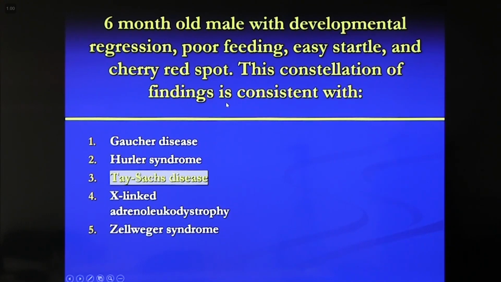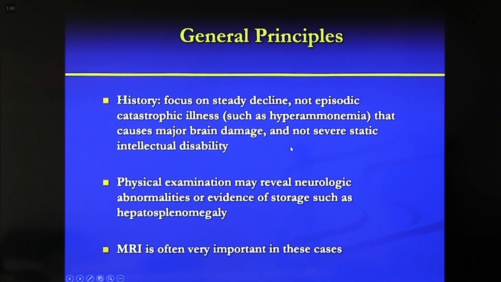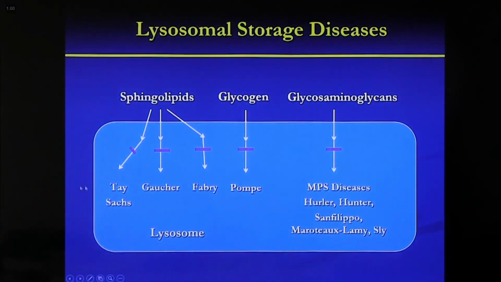But none of these conditions have cherry red spots. We'll see the other symptoms of the condition later. If there's steady decline in milestones, that can be a sign that there's something that's causing progressive damage. Of course, you can see neurologic abnormalities and you can see storage, especially in the liver and spleen. And so it's important to get a good abdominal exam. And MRI, of course, is very important because sometimes if they do store material in the brain, you'll see it on MRI.